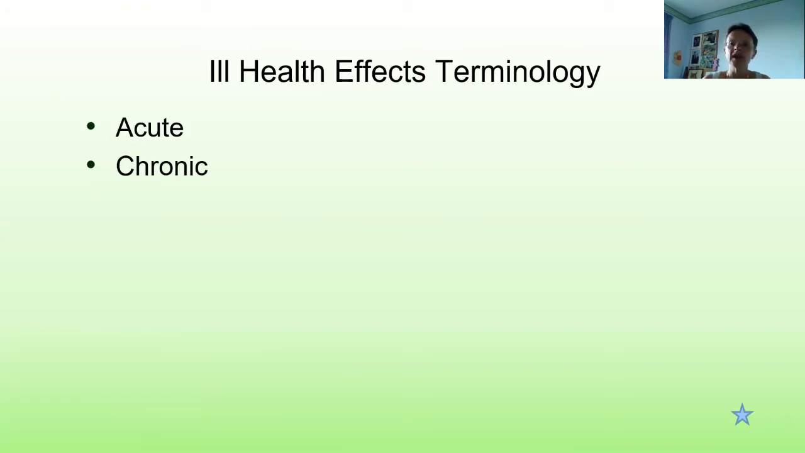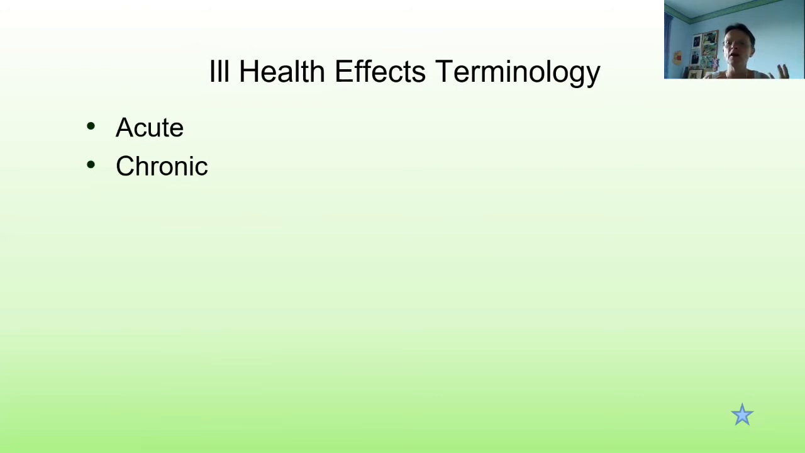However, we've also got chronic effects. This is where you're regularly exposed to a hazardous substance or a hazardous agent, and over a period of time, it's going to affect you. And there may be a gap between you being exposed and then having the symptoms. So we've got acute and chronic, and it's not necessarily either or. You may have some substances which have both acute and chronic effects.